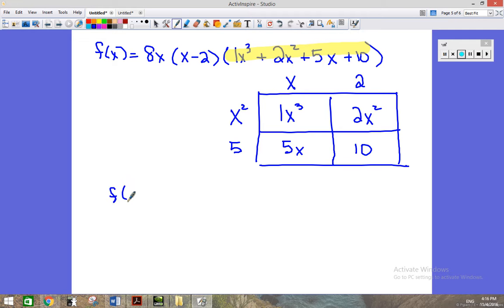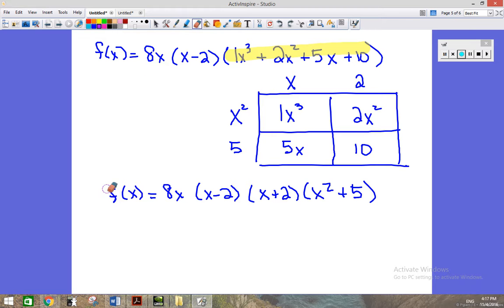So we can factor what I've highlighted there into x plus 2 times x squared plus 5. Now we cannot factor x squared plus 5 any further. And that's x squared is never going to be a negative number. It's never going to cancel with this 5. This factor is not going to contribute towards this product equaling 0.